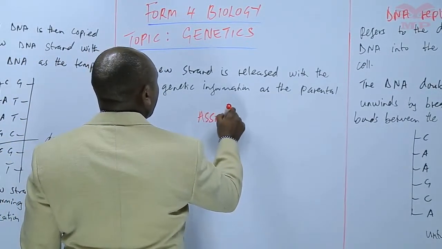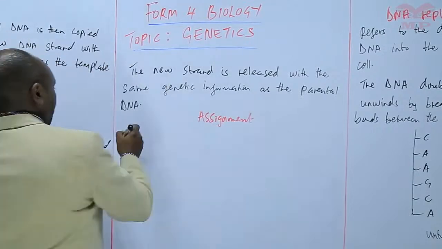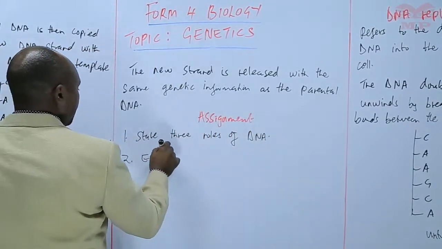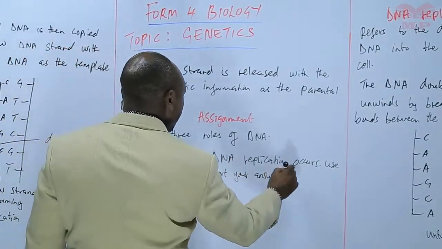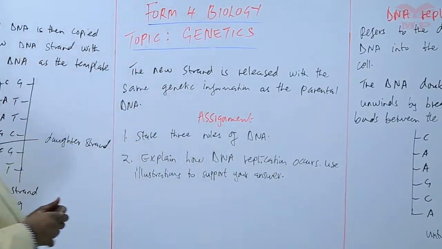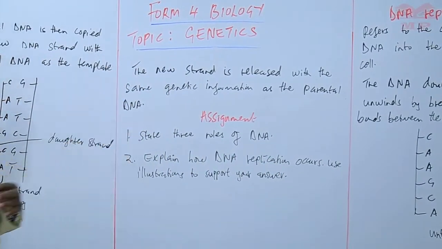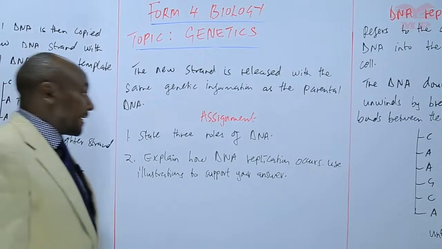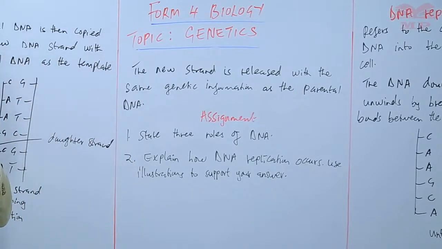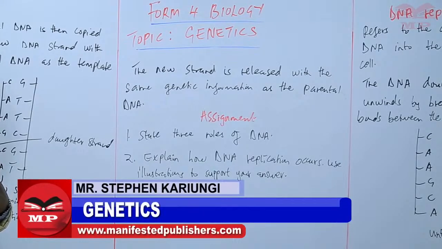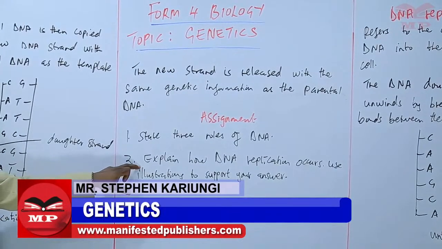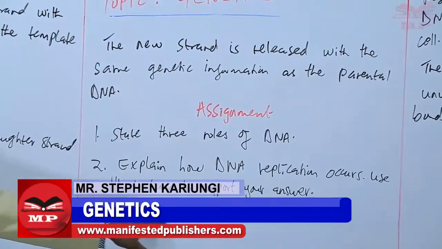We'll have an assignment on the same. So the assignment, the first question: state 3 roles of DNA. Number 2: explain how DNA replication occurs and use illustrations to support your answer.